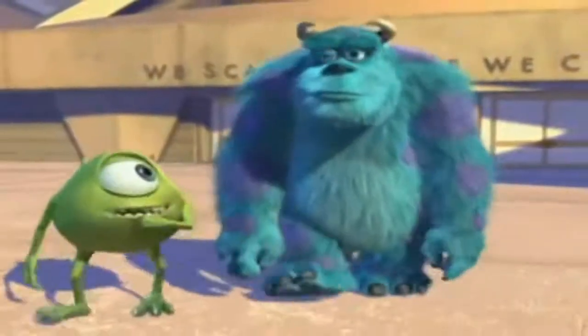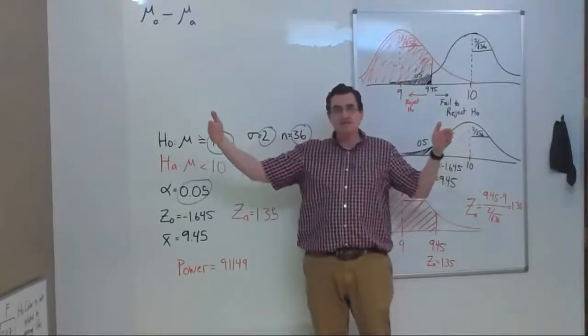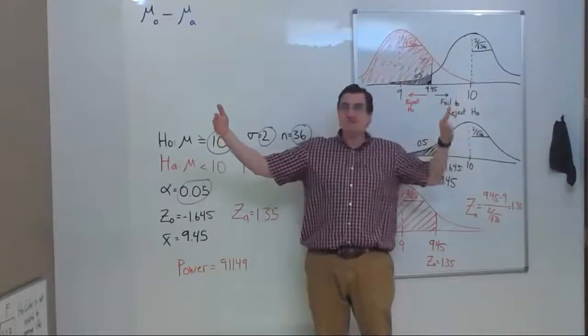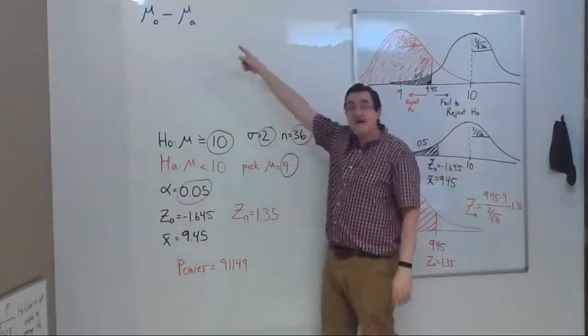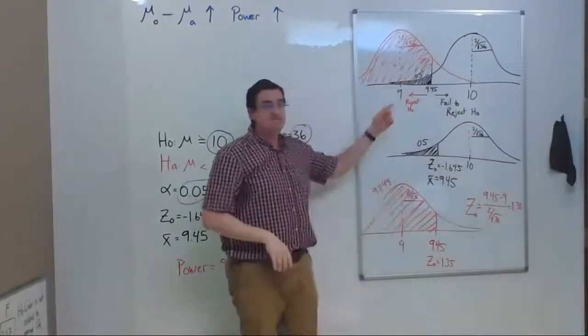If they're way far away, it's going to be like, oh, the null hypothesis thought the data was going to be here. It wasn't anywhere near there. The data was clear over here. So if that distance increases, then the power is going to go up. And that should make sense if you look at these pictures.